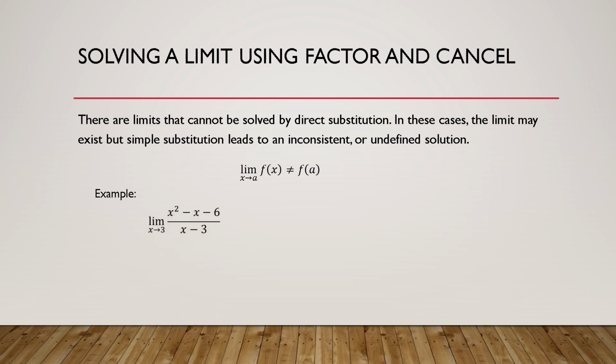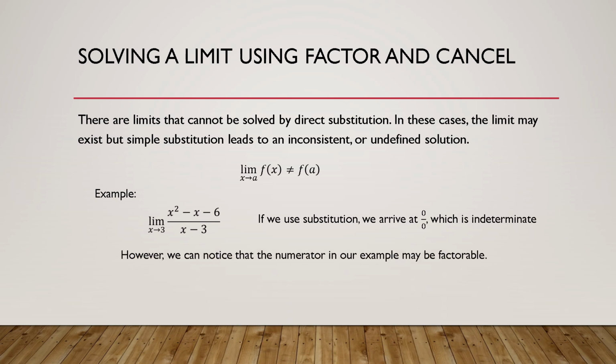For example, let's look at the limit of x squared minus x minus 6 over x minus 3 as x approaches 3. If we use substitution, we arrive at 0 over 0, which is called indeterminate. Upon closer examination, however, we notice that the numerator in our example may be factorable. Once the factor is taken and cancelled with the term in the denominator, we can use substitution to arrive at the limit, which is 5.